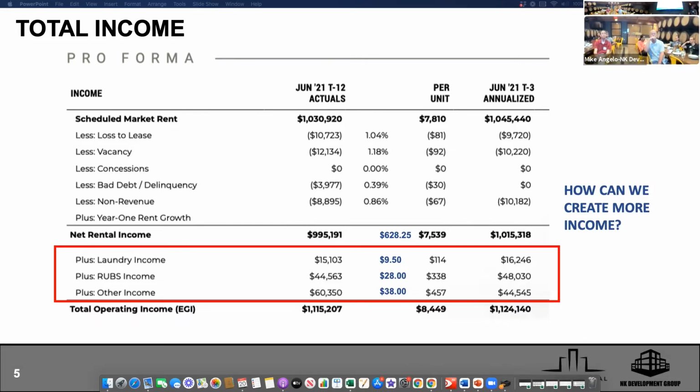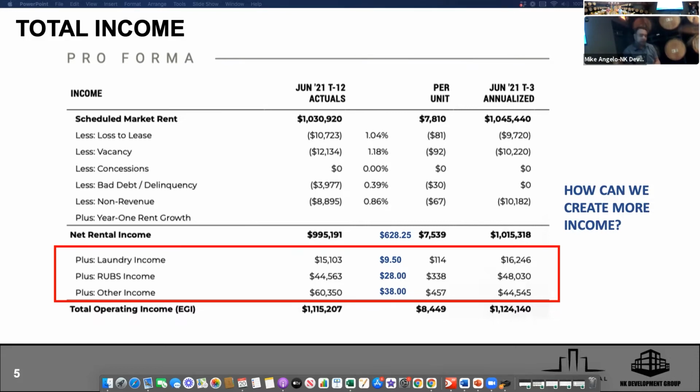So a good RUBS program, RUBS is Ratio Utility Billing System, that's the acronym, just means if Steve's in a 1-bedroom and Michael's in a 2-bedroom, Michael's going to pay a little bit more, because he's got a bigger unit, he's going to use more water, more electricity. It depends upon the square feet, and square footage plays into it. That's fine. So in this case, only $28 is being charged for RUBS.